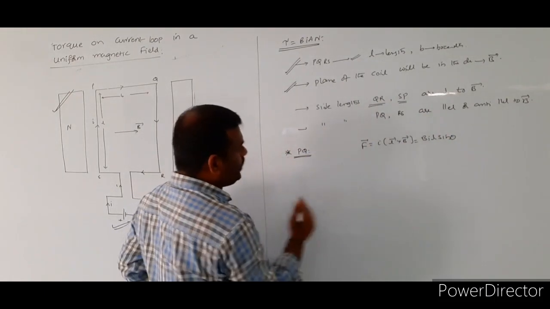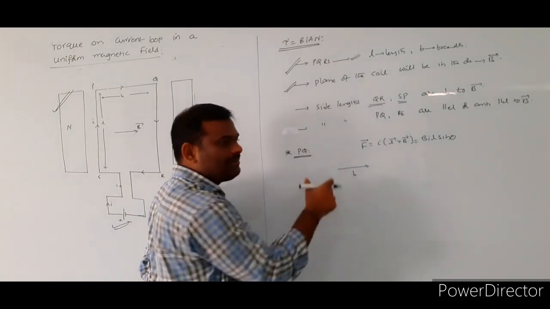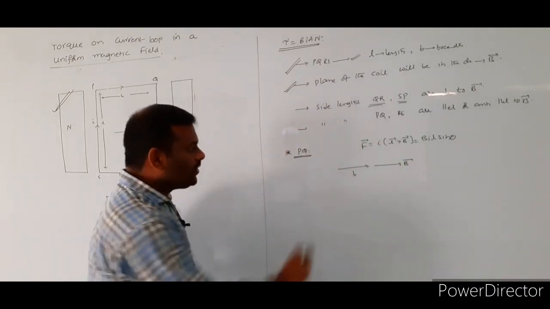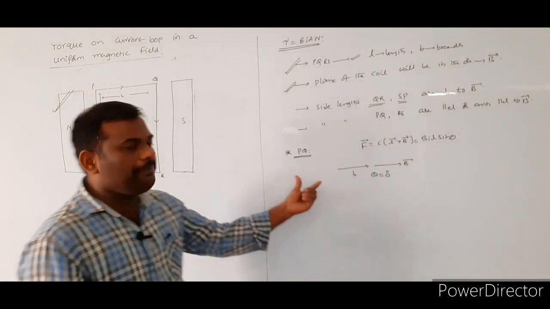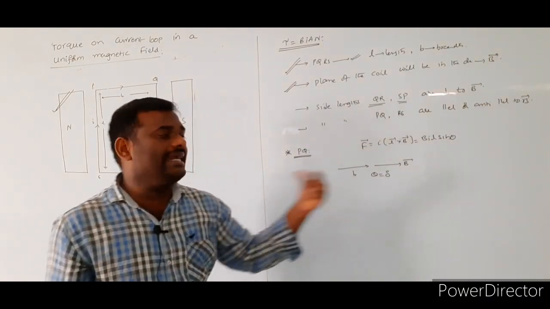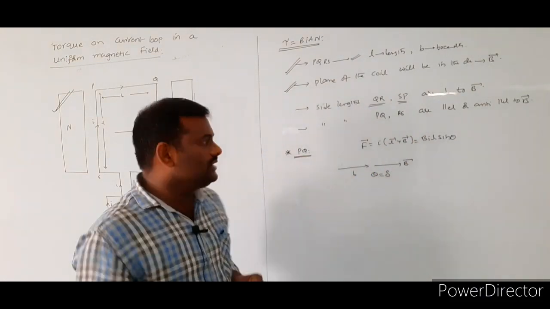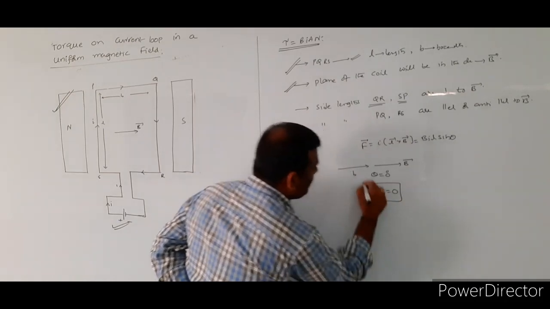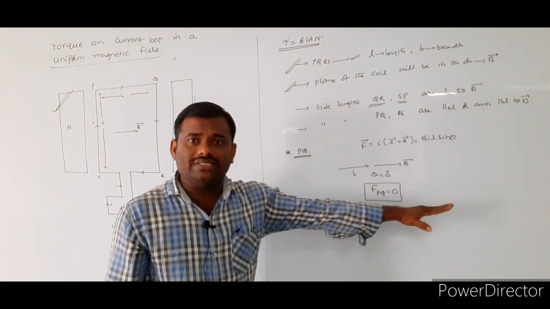In the case of PQ, the length is in this direction. PQ length is nothing but the breadth, and the direction of the magnetic field is also acting in the same direction. So theta is equal to 0. For the side PQ, the breadth acts in the direction of the magnetic field, so the angle between the length and the magnetic field is 0. Then the force experienced by the side PQ is equal to 0.